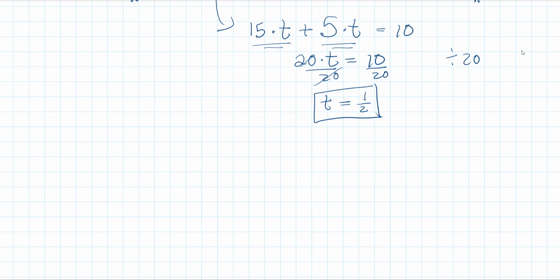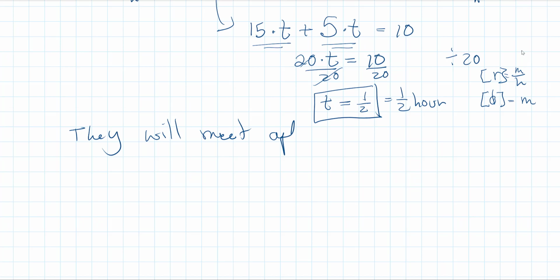What are our units? Well, we were looking at miles and miles per hour, right? The speed, or our rate, was given in terms of miles per hour, and our distance was given in units of miles. So the time is given in units of hours. So this just equals half an hour. So it'll take them half an hour to meet. Okay, so they will meet after 1/2 hour.